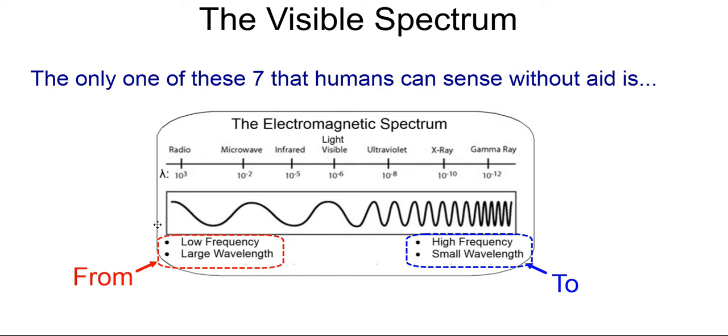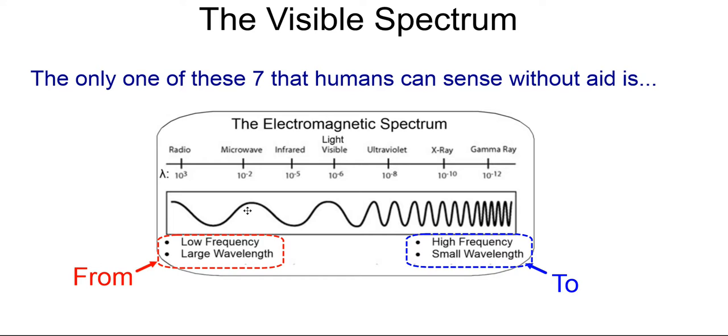It turns out only one of those 7 types of waves can we actually sense on our own. For instance, you're standing in a room and radio waves go by you. Are you going to hear the radio? No, you'll hear it if you get a radio in your hand. I'm saying here without aid. The only one we can sense without aid, of course, is visible light here in the center.